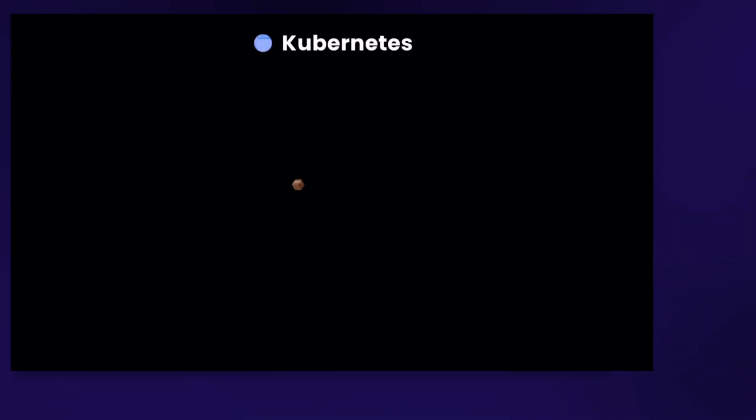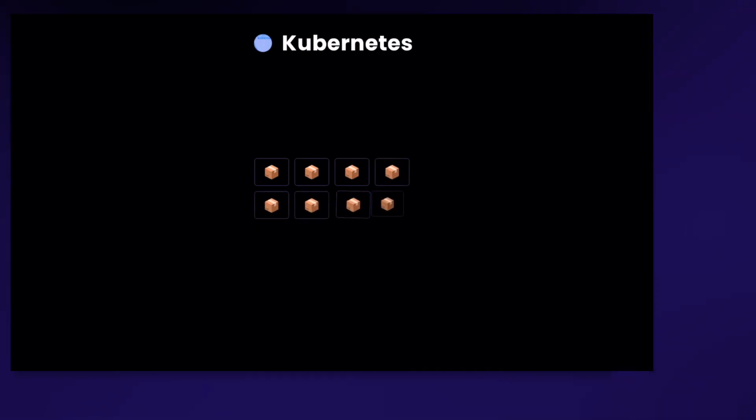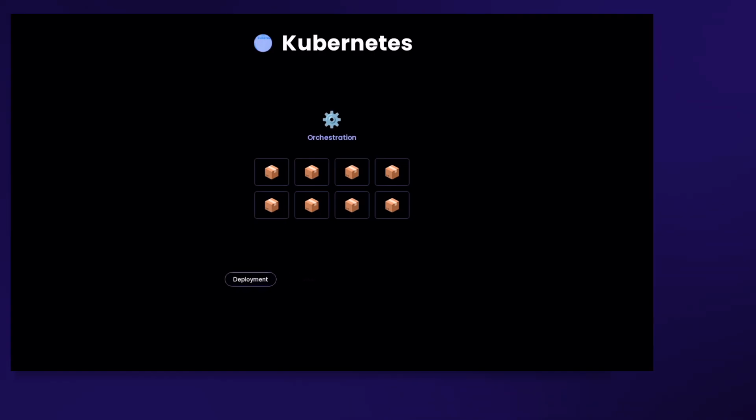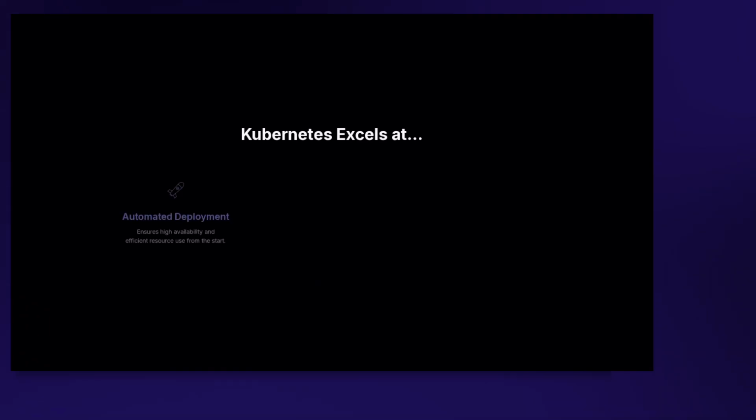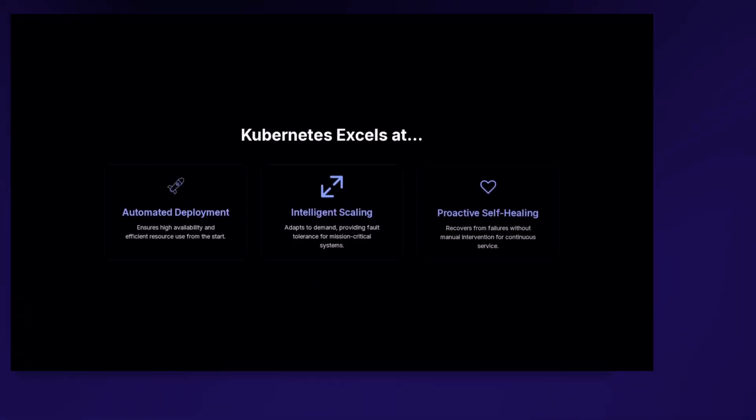Next, we transition to Kubernetes, the industry-leading, powerful orchestration platform designed to manage and automate containerized workloads and services at scale. Kubernetes provides a framework for running distributed systems resiliently, handling everything from deployment to scaling and updates. Kubernetes excels at handling the automated deployment, intelligent scaling, and proactive self-healing of applications.